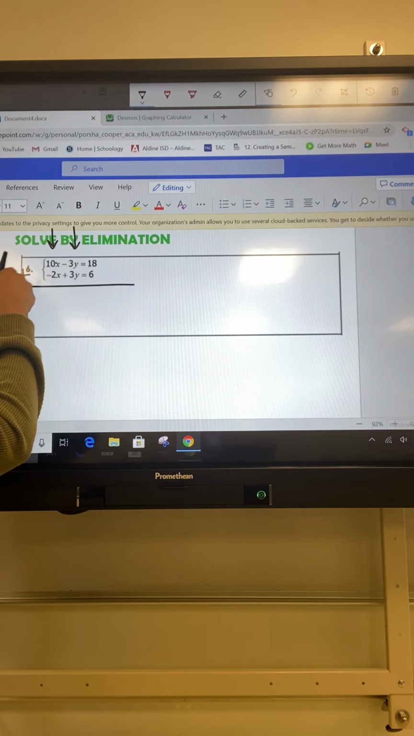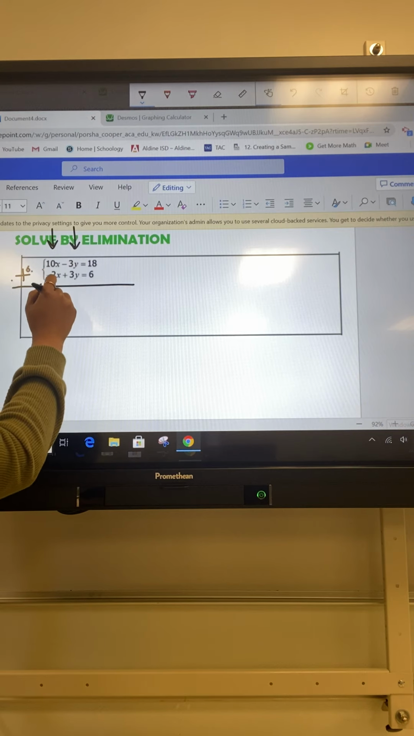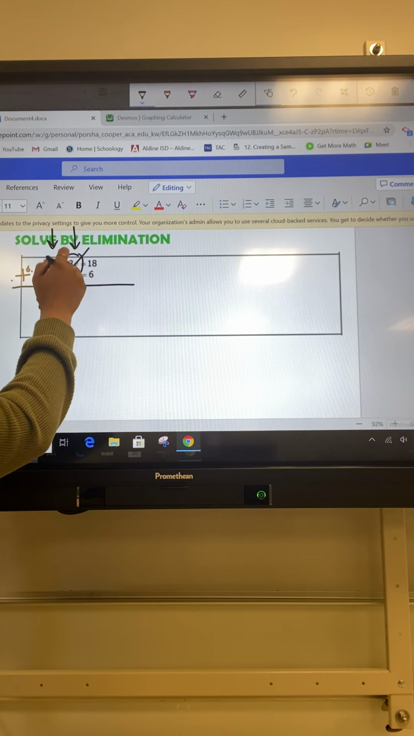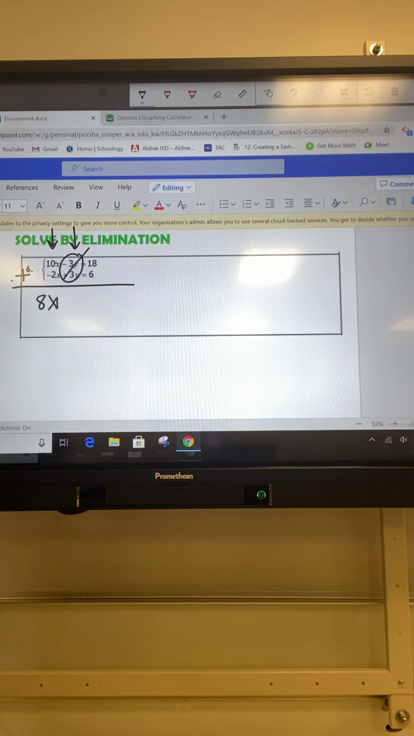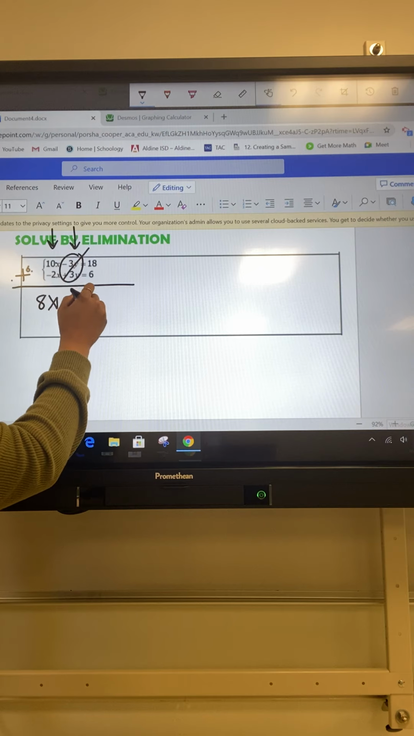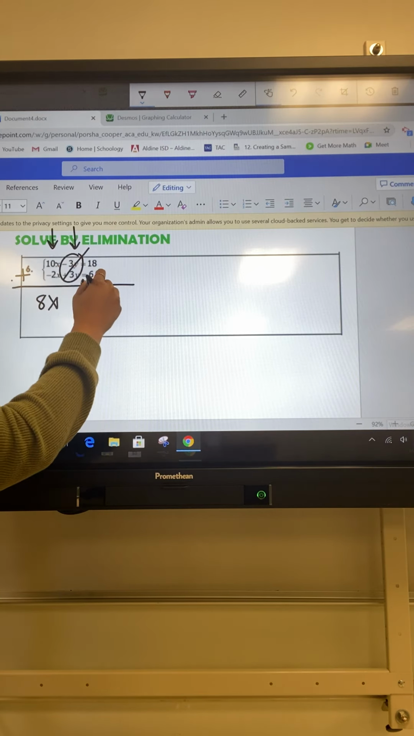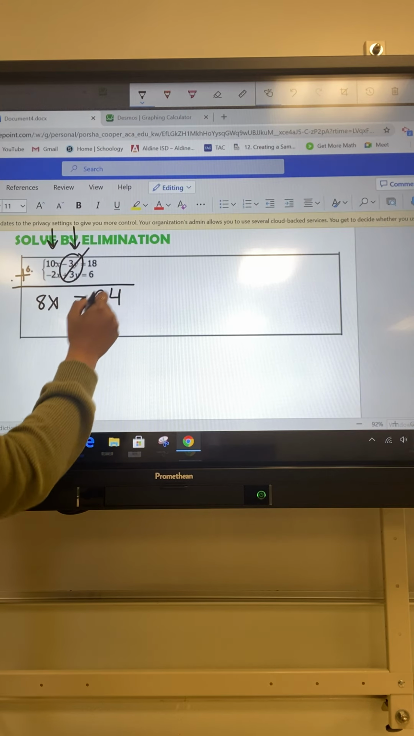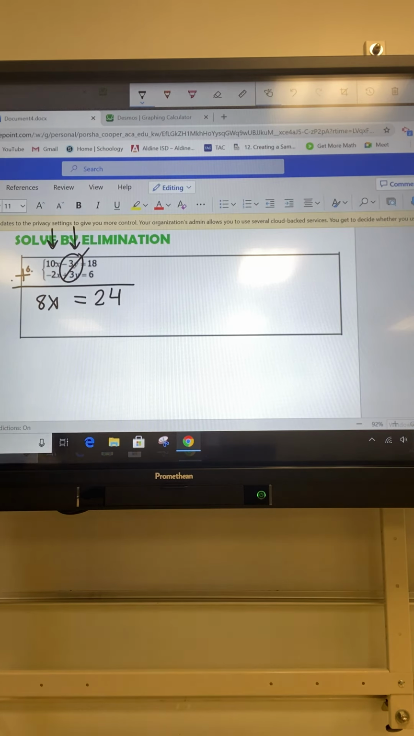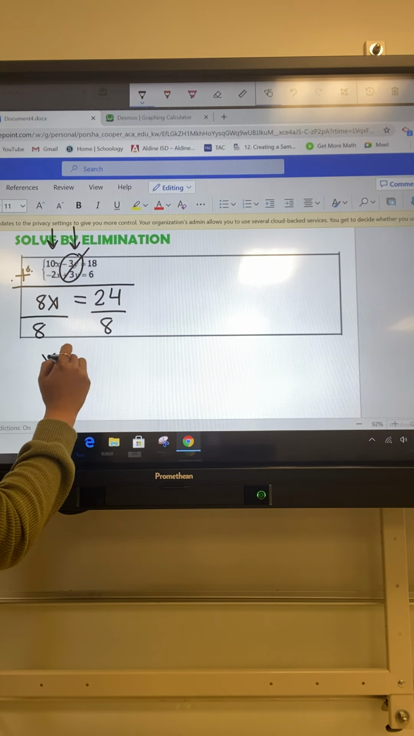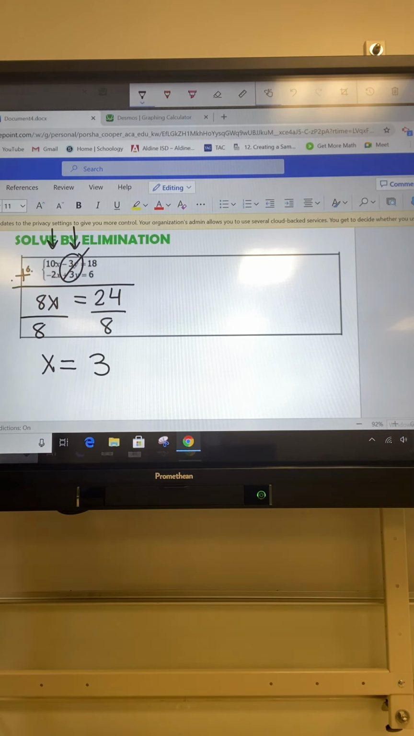So 10x plus negative 2x will be 8x. And then what happens is the negative 3 and the positive 3 cancel and become 0. So that goes away. And this is equal to, we still have to add the two equations together. So 18 plus 6 is 24. So now we have an equation that only has x. So now we can divide by 8 on both sides, and we get that x is equal to 3.